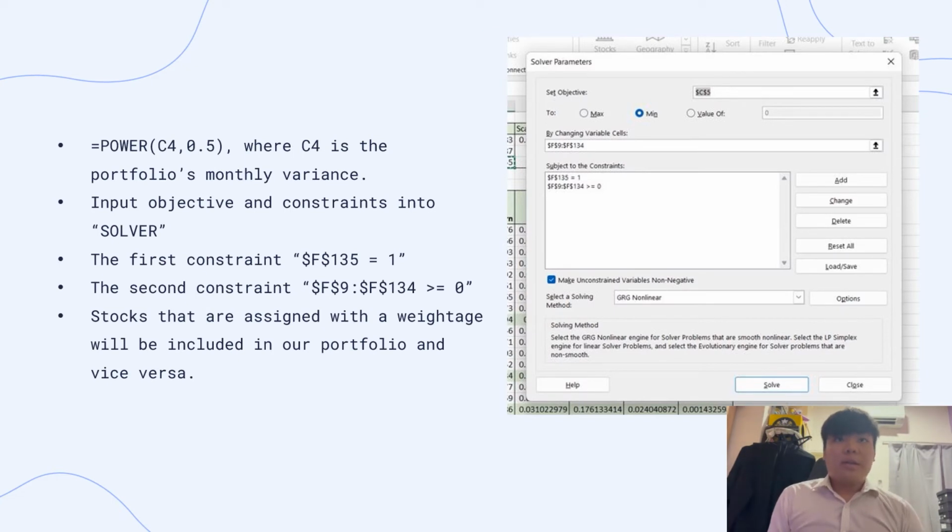Moving on, we obtain the portfolio standard deviation using the formula as shown in the slides, where C4 is the portfolio's monthly variance. Then we input the objective and constraint into the solver, and the weightage will appear. The objective is set at the minimum to find low-risk stocks.